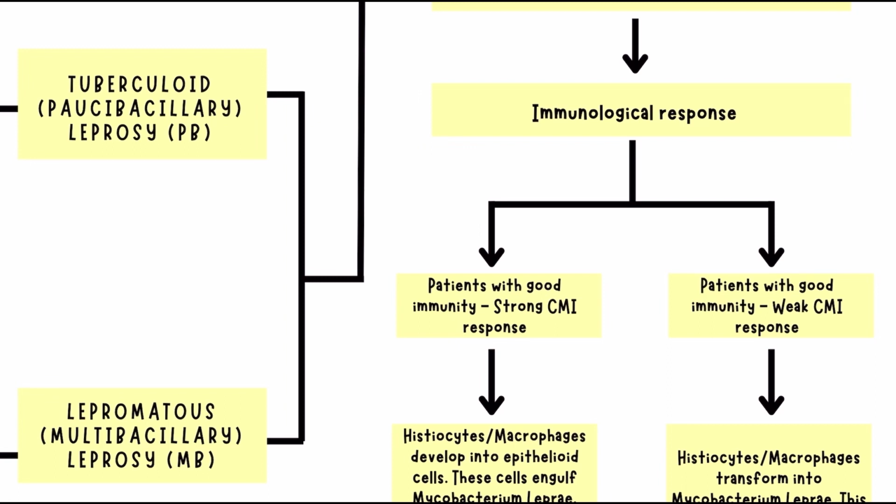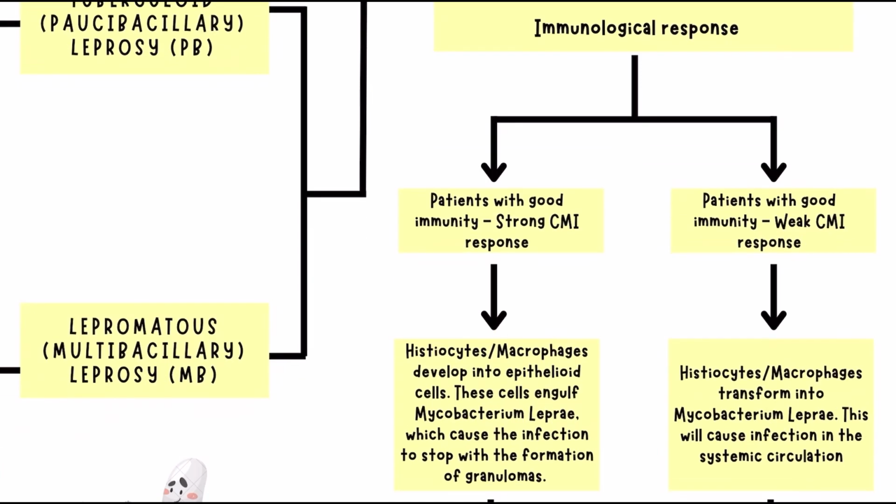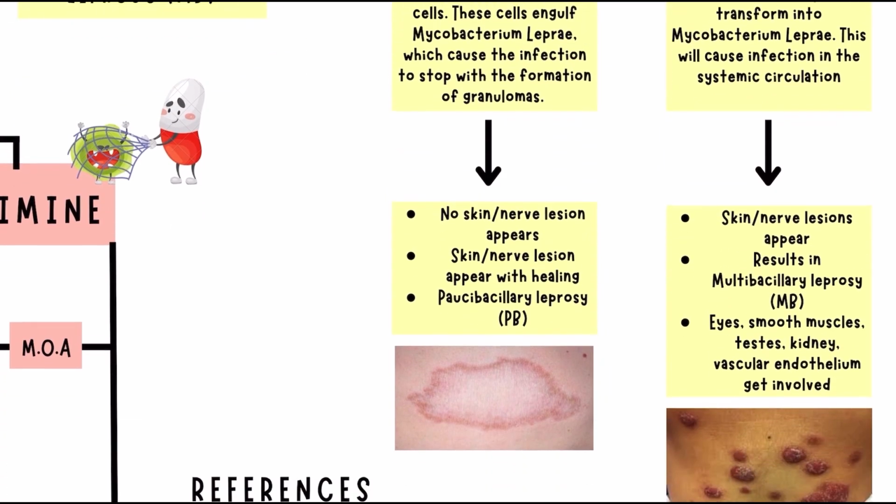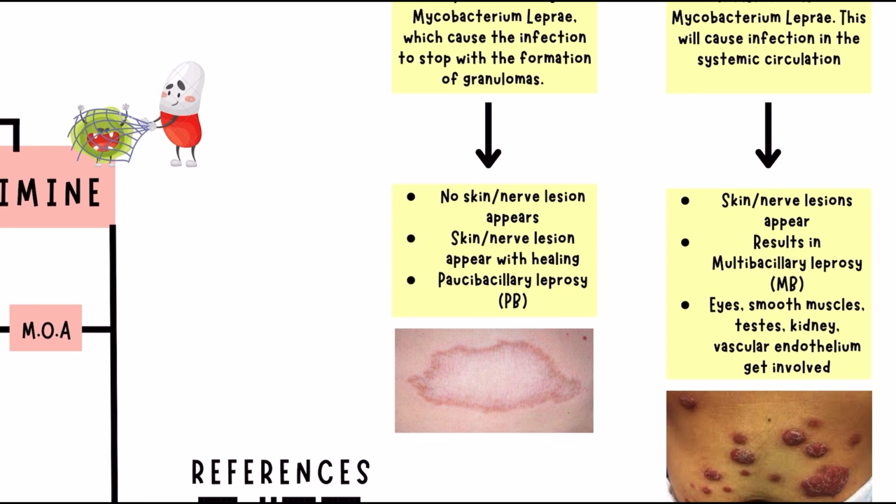individuals with strong immunity but a feeble cell-mediated immune response, histiocytes or macrophages evolve into hosts for Mycobacterium leprae. The systemic circulation will become infected, which causes lesions on the skin or nerves. In addition, the vascular endothelium, testicles, kidneys, eyes, and smooth muscles are also impacted. This infection results in multibacillary leprosy.